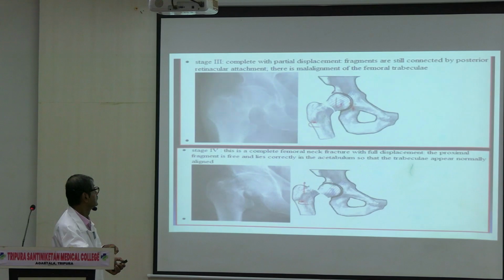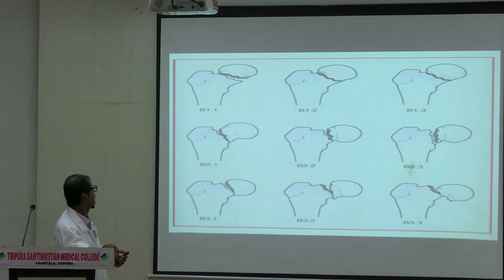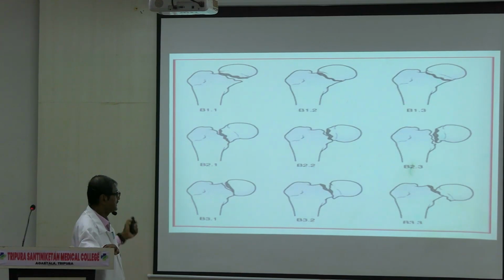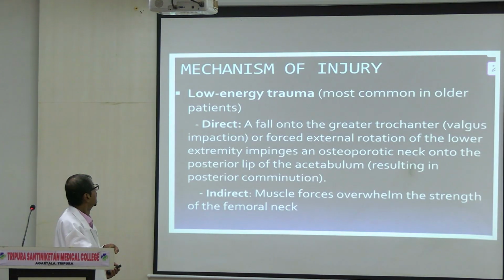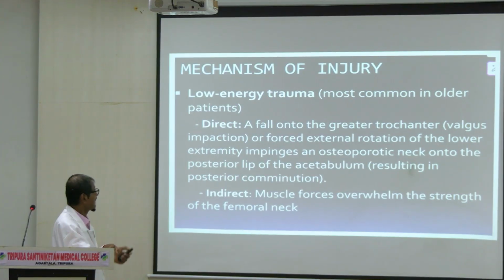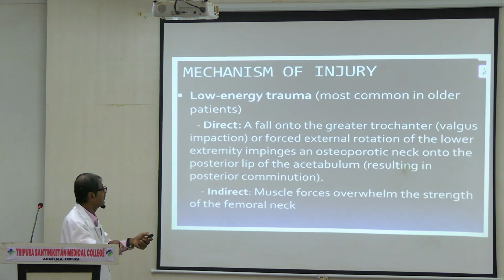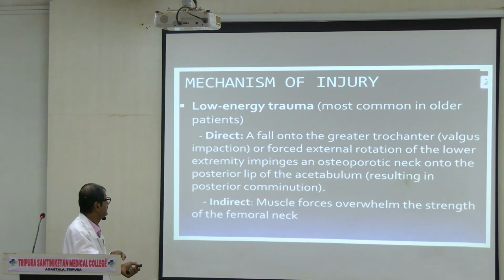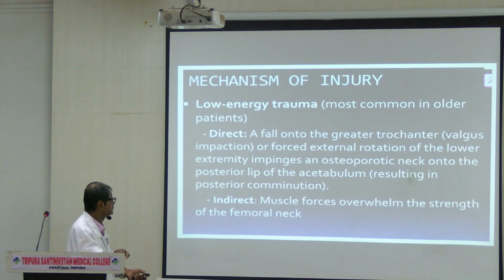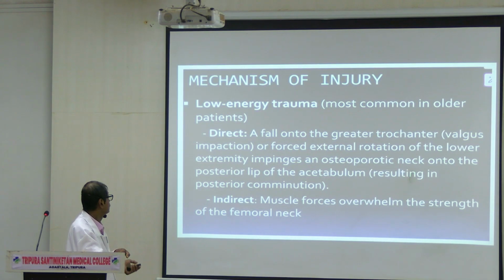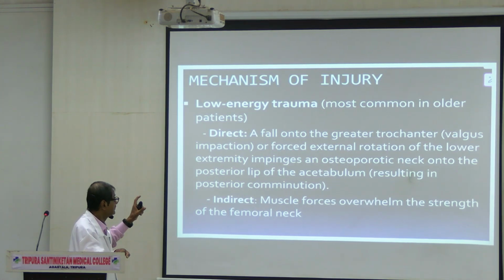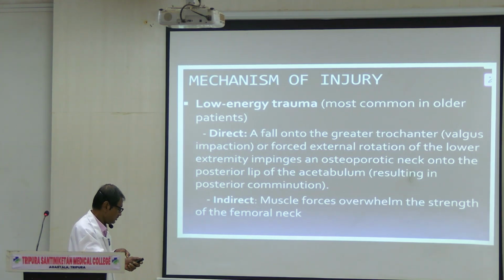Next slide. So I have shown you all the classifications. This is another one, the Orthopedic Trauma Association classification, not needed for you. Next slide. So, mechanism of injury. I told you, low energy trauma, most common in older patients. Direct fall onto the greater trochanter, valgus impaction. Also indirect trauma, where muscle forces overwhelm the strength of the femoral neck. So low energy trauma, direct trauma, indirect trauma, or high energy trauma. These are the mechanisms of injury.